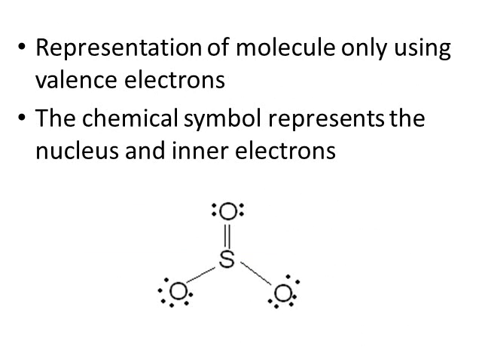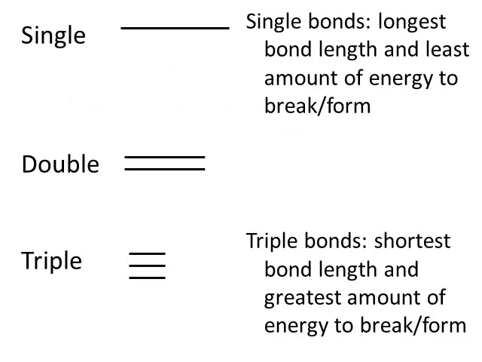We only represent a molecule using its valence electrons because the valence electrons are the only electrons that are involved in bonding. So when we write a symbol like O or S, that represents the nucleus, which contains protons and neutrons, and it also represents all inside energy levels.